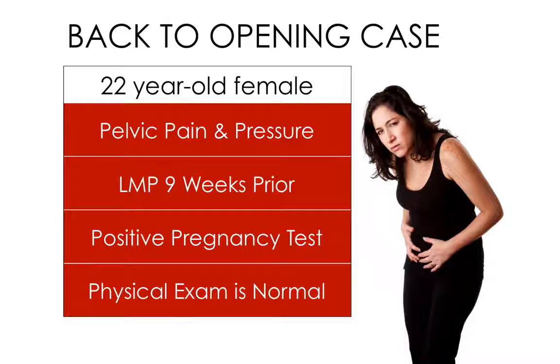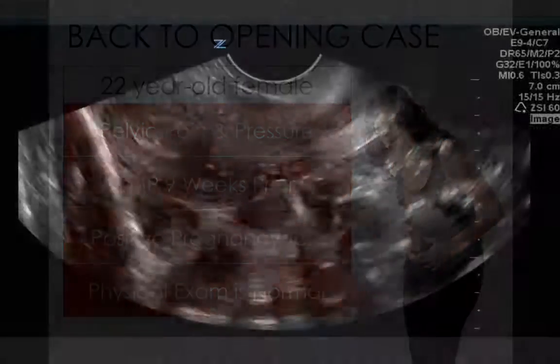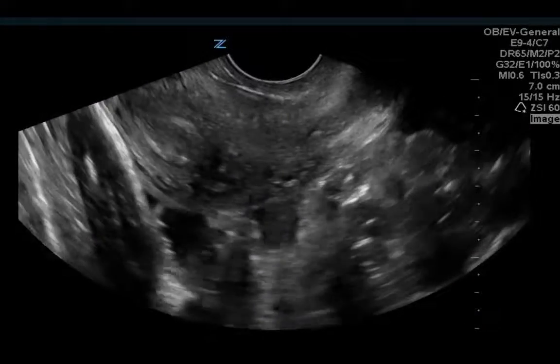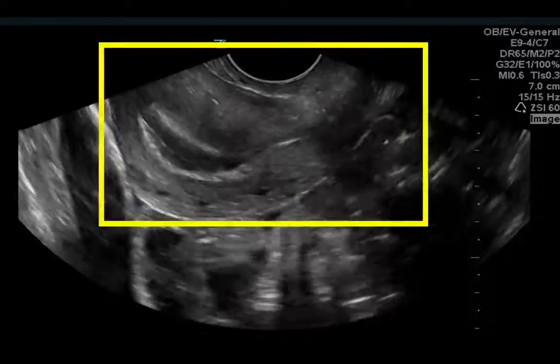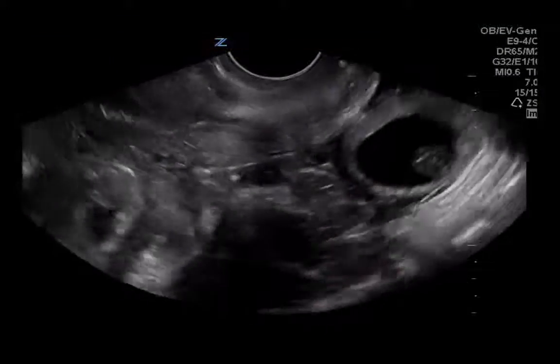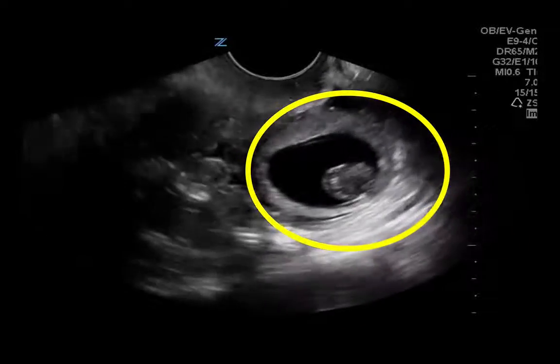Okay, it's time to return to the opening case for this module. As you will recall, this was a 22-year-old woman whose last menstrual period was 9 weeks prior and presented for pelvic pain and pressure. Her physical exam was unremarkable. Here is the transvaginal ultrasound in the sagittal plane. You can see a non-gravid uterus here and an extrauterine fetus here.